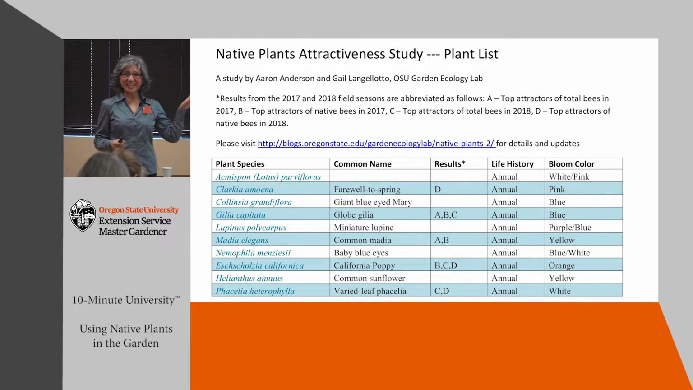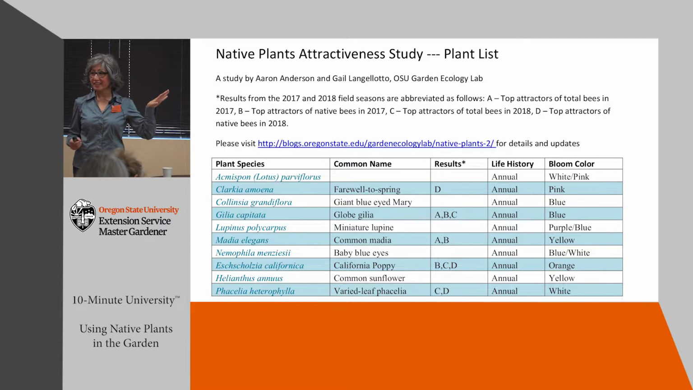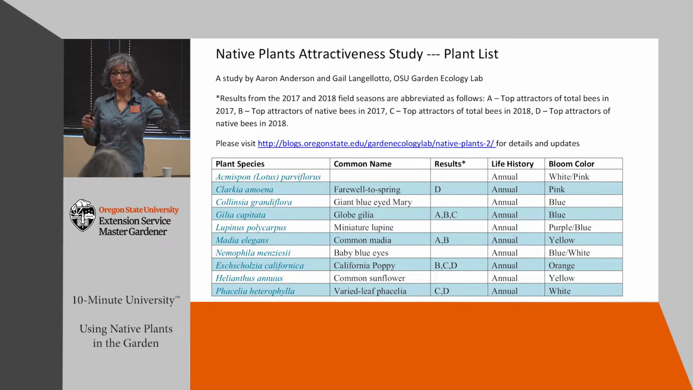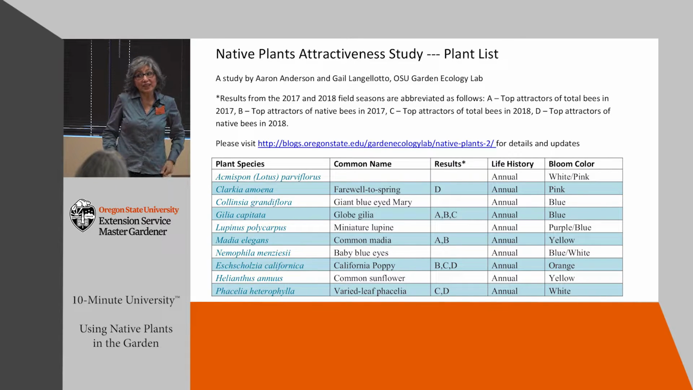So here's a list of the plants that are used in the study, the native plants. And it's in your handout, so you don't have to look at it now. On the screen are the annuals used, and then my next slide would be the perennials used. And to make it even easier, I just use the letters A, B, C, D to help point out what you need to really focus on.